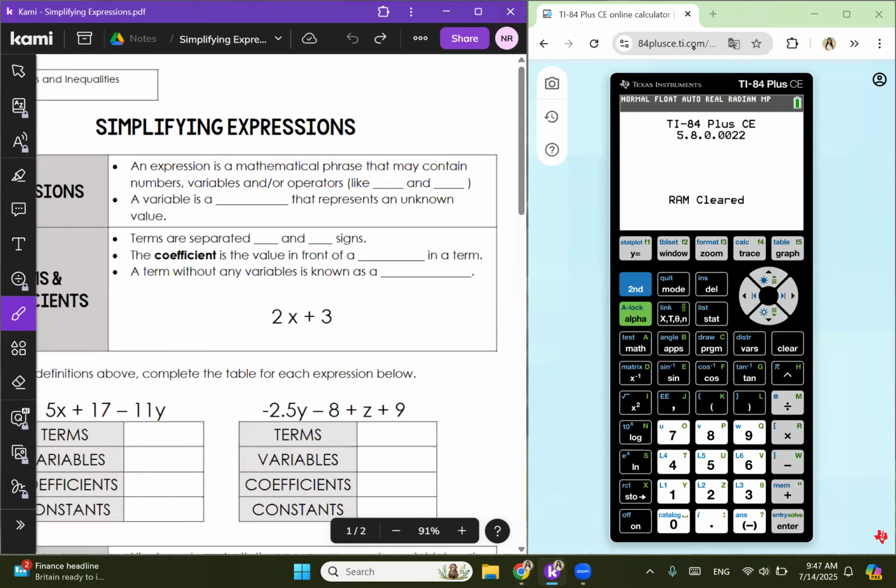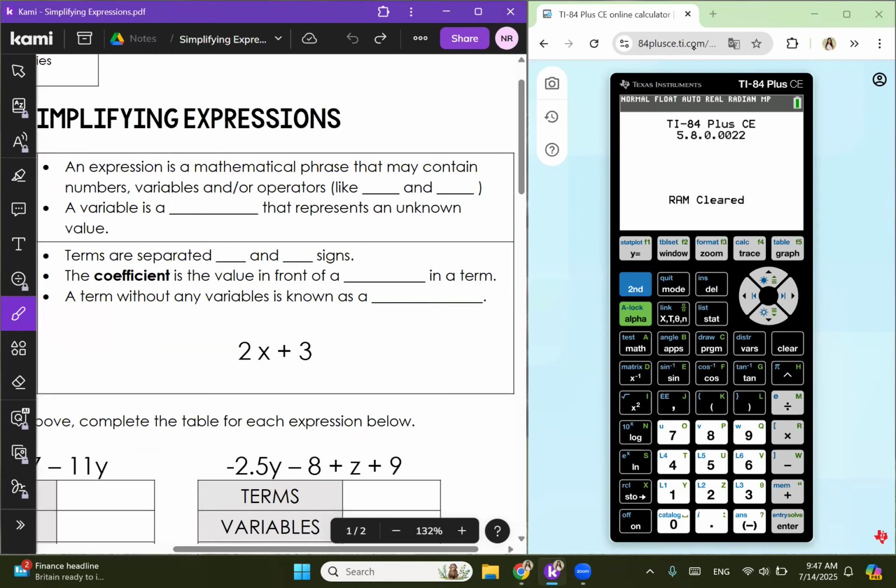An expression is a mathematical phrase that may contain numbers, variables, and/or operators. Remember, you have four main operators in mathematics, which is adding and subtracting. So I'm going to write that in.